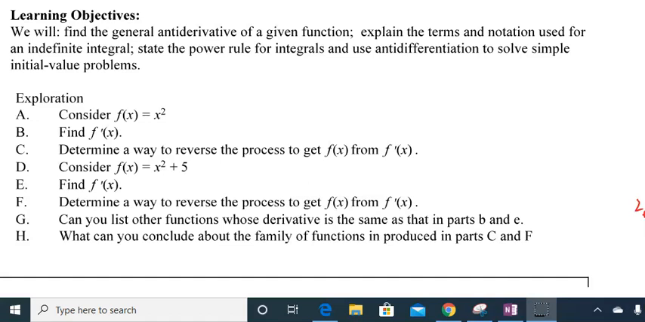Hello everyone, in this lesson we will discuss antiderivatives. Learning objectives: we will find the general antiderivative of a given function, explain the terms and notation used for an indefinite integral, state the power rule for integrals, and use antidifferentiation to solve simple initial value problems.